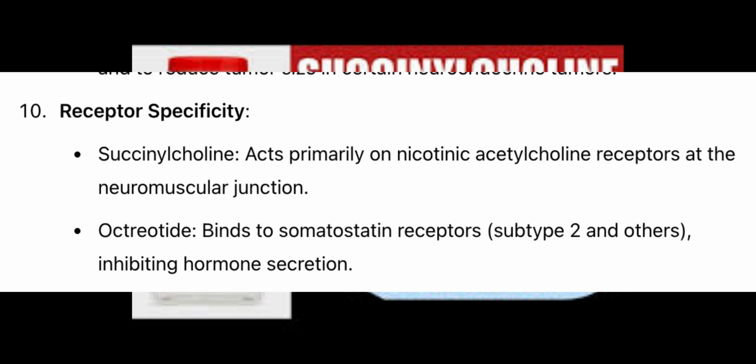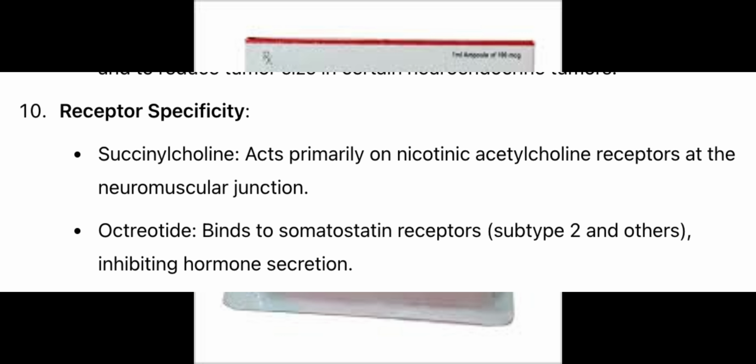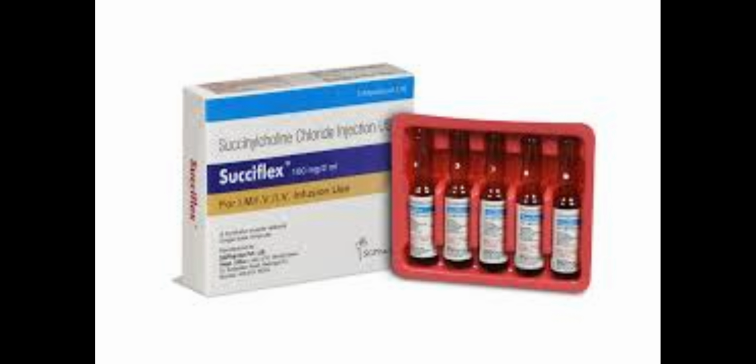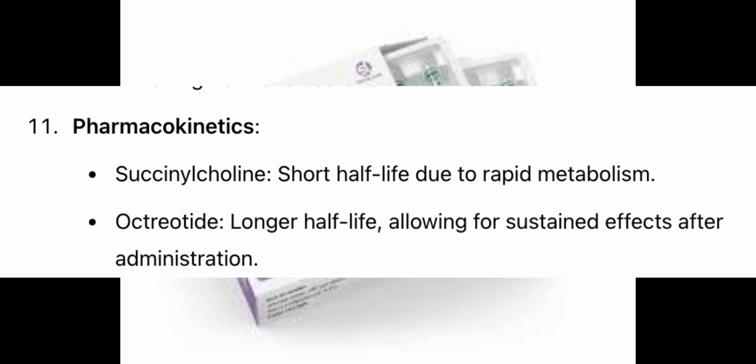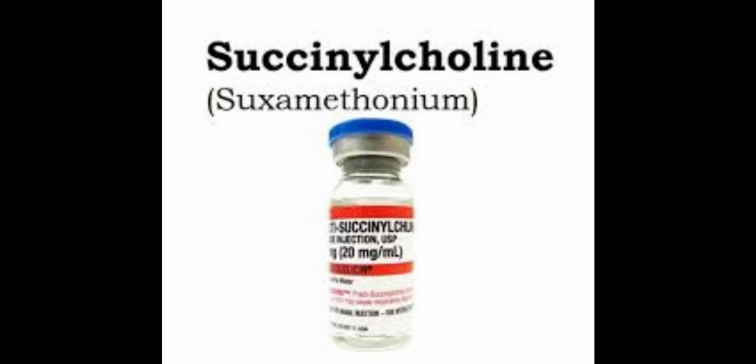10. Receptor specificity: succinylcholine acts primarily on nicotinic acetylcholine receptors at the neuromuscular junction. Octreotide binds to somatostatin receptors, subtype 2 and others, inhibiting hormone secretion. 11. Pharmacokinetics: succinylcholine, short half-life due to rapid metabolism. Octreotide, longer half-life, allowing for sustained effects after administration.